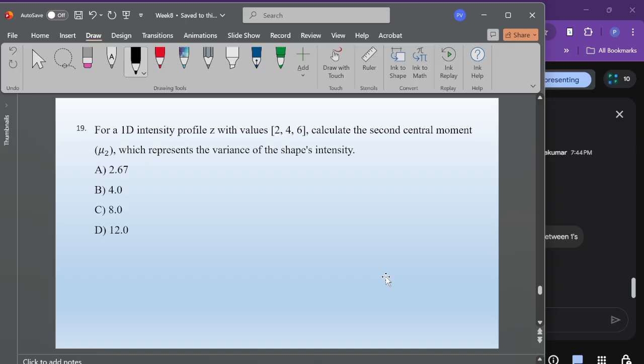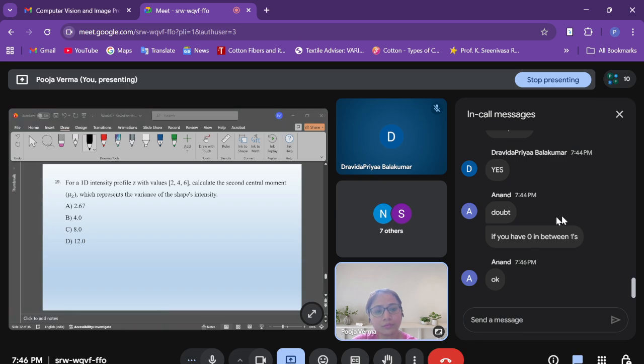The next question is: for a 1D intensity profile Z with values 2, 4, 6, calculate the second central moment mu2, which represents the variance of the shape intensity. How can we calculate it? For a 1D intensity profile Z with the given values, calculate the second central moment mu2, which represents the variance of the shape intensity.